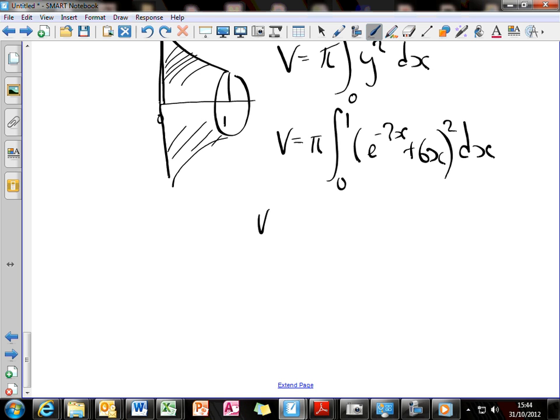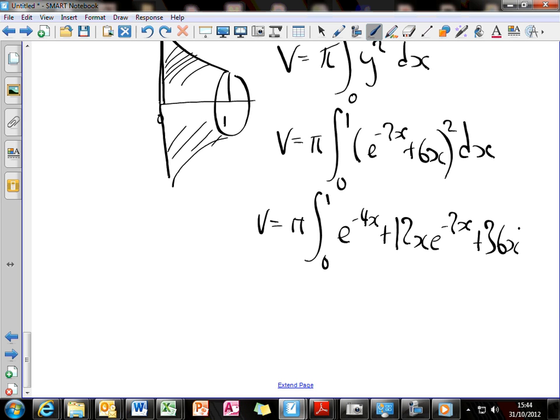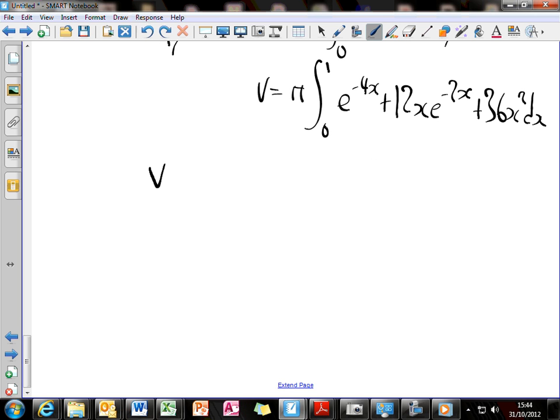Okay, so we're going to have to multiply this out. So the volume equals π times, keep the limits like that. We're going to end up with e^(-4x), I'm going to multiply this out, plus 12x e^(-2x), plus 36x squared, dx on the end there. And we can integrate this now.